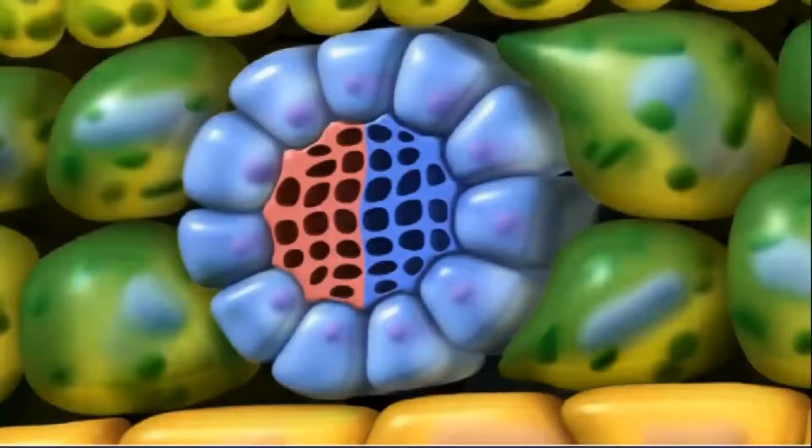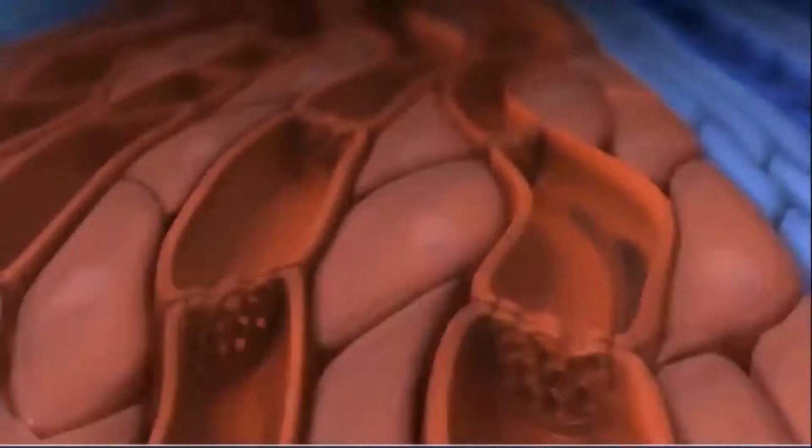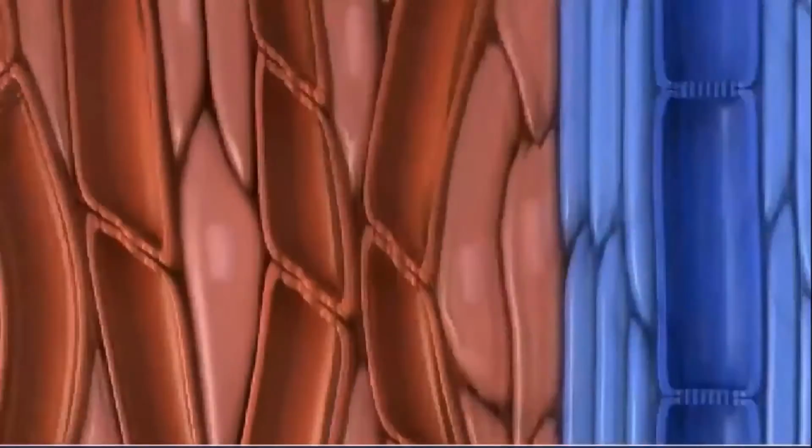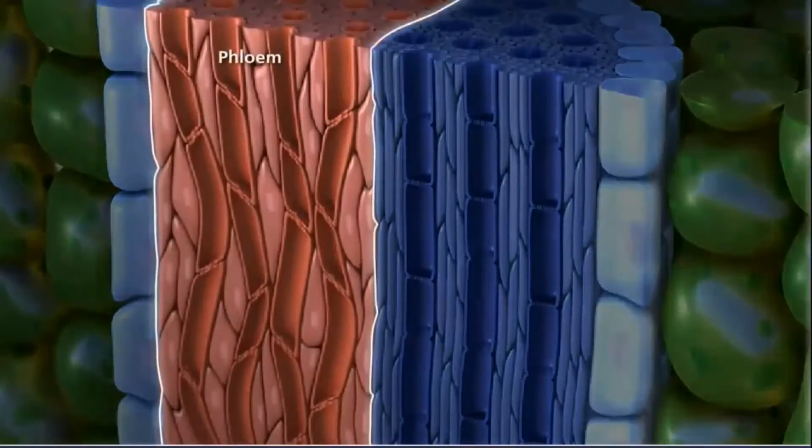The other main vascular tissue is phloem. Phloem transports carbohydrates and amino acids that are produced in the leaves to cells in the roots and stems where they are used and stored.